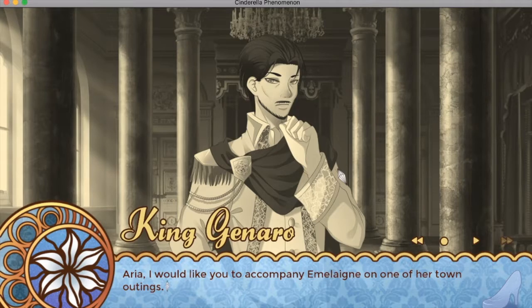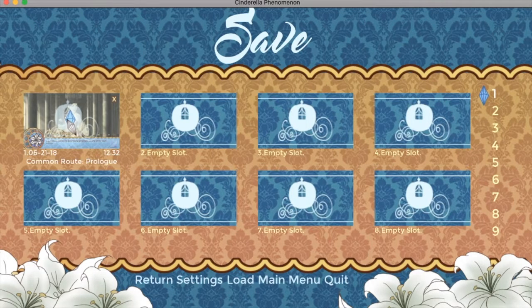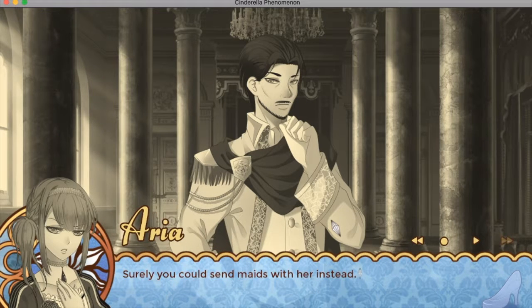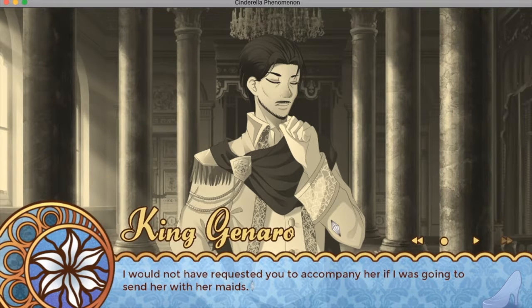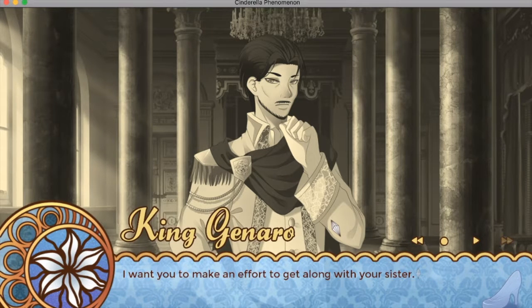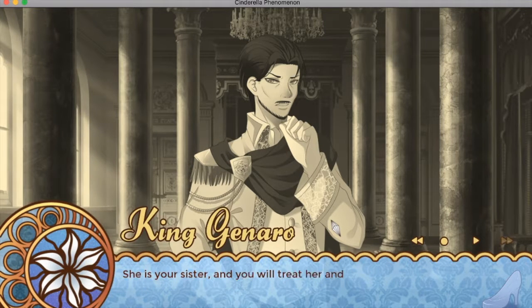Aria, I would like you to accompany Evangeline on one of her town outings. Surely you could send maids with her instead. I would not have requested you to accompany her if I was going to send her with maids. I want you to make an effort to get along with your sister. Step-sister. She is your sister, and you will treat her and Rod as if they were your own blood.